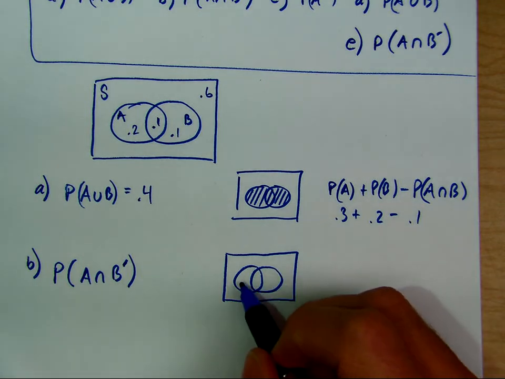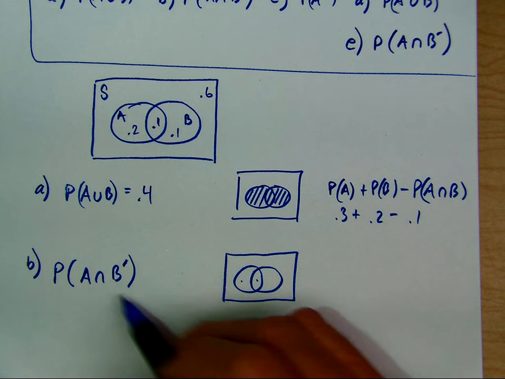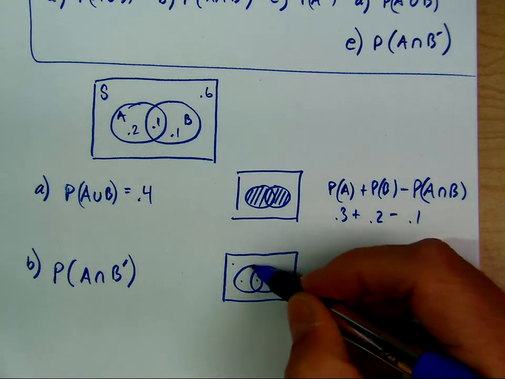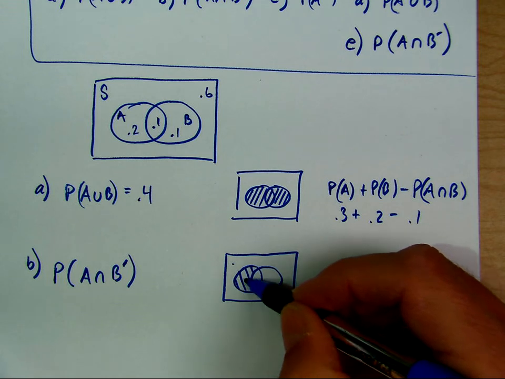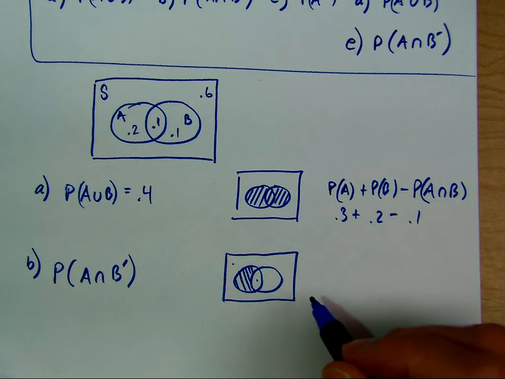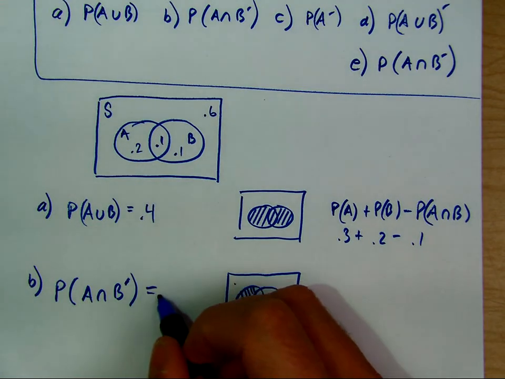So let's just check. Is this point in A and is it not in B? Yes. Is this point in A? Yes. But it is in B. It's not in the complement of B. Is this point in A? No. So we're looking for that region. And we can just look up the diagram and say that it's 0.2.